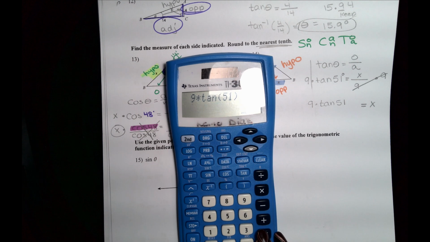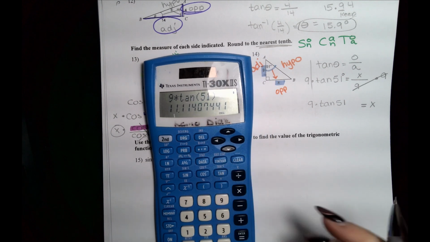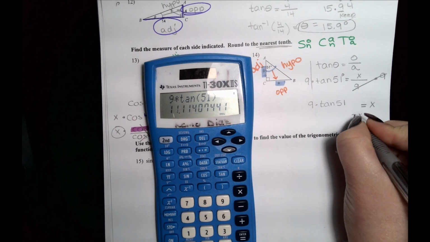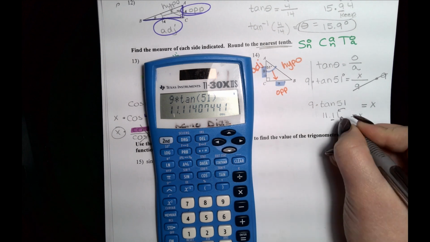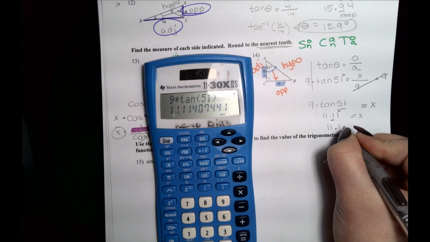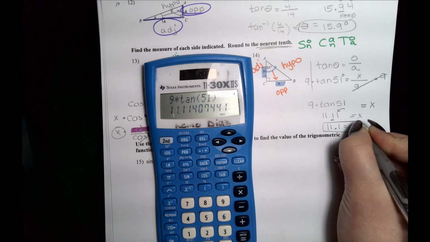Make sure your calculator is in degree mode. And again, it's asking us to round to the nearest tenth. We want this one, we look at the next one. Since it is a 1, it's 11.1. There are no units. This is the answer.